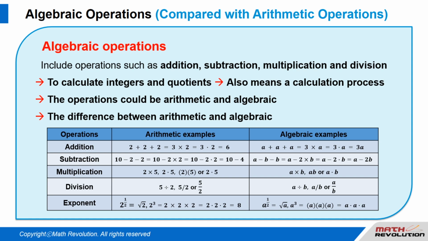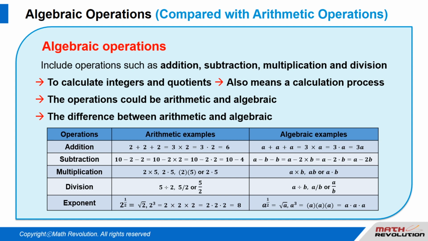Operation is addition. Arithmetic example of addition is 2 plus 2 plus 2 equals 3 times 2, which is 6. Algebraic example of addition is a plus a plus a equals 3 times a.